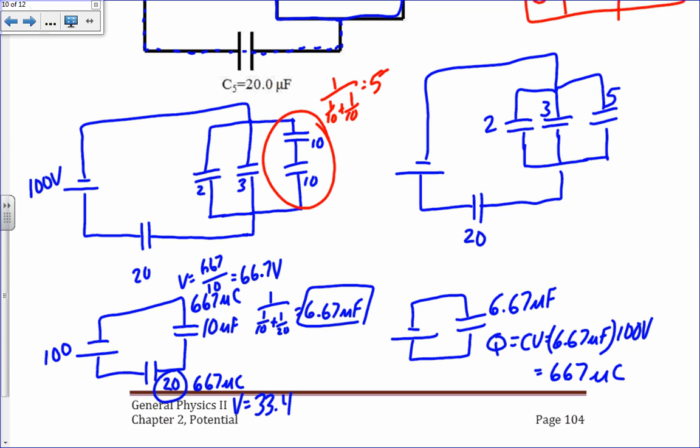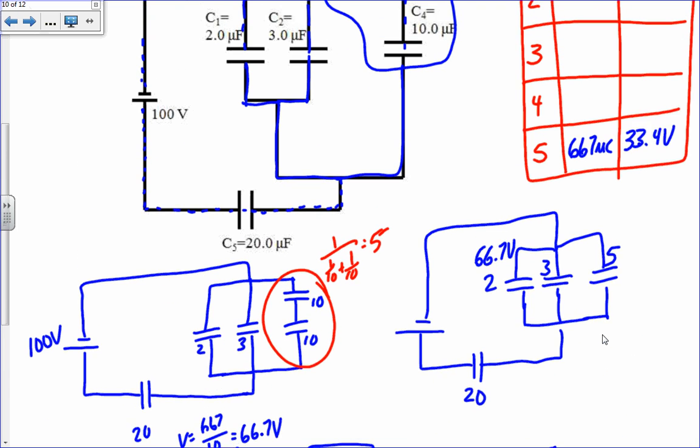I could have done this in two different ways. I chose this way, the charge over the capacitance, but I could have also said 100 minus 33.4, because the sum of the voltage across this capacitor and this capacitor have to equal 100 volts. Right, and they're slightly different. I would have gotten 66.6, but it's just because of rounding that they're slightly different. Okay, so 66.7 is the voltage across that capacitor, which means that I have 66.7 volts across these three capacitors, the 2, the 3, and the 5.